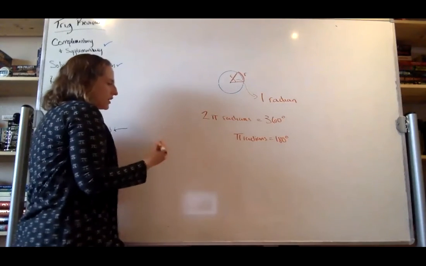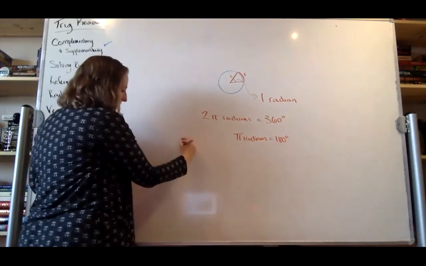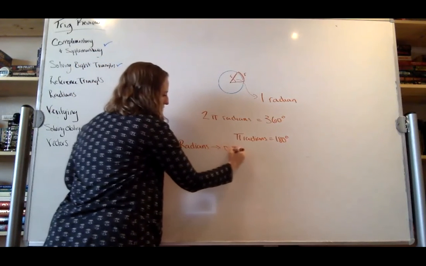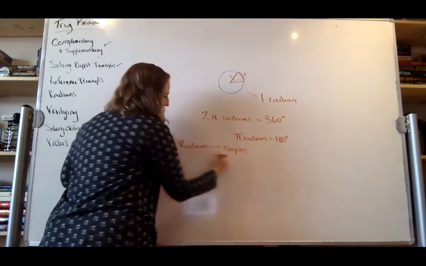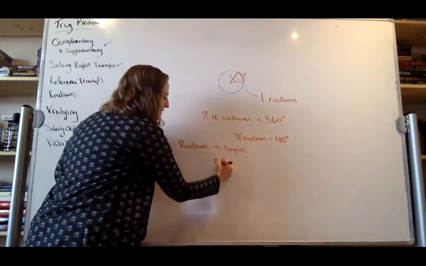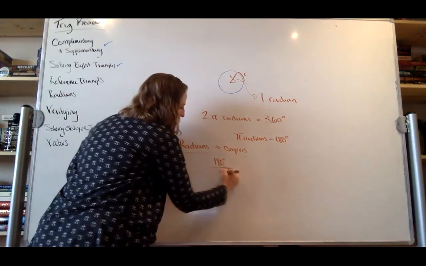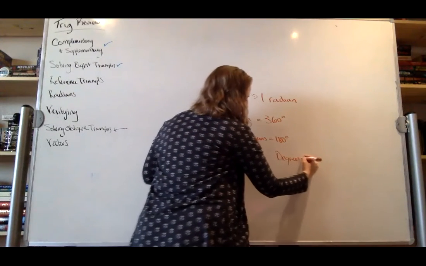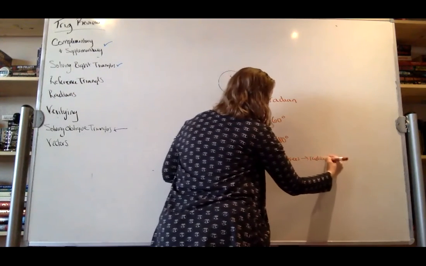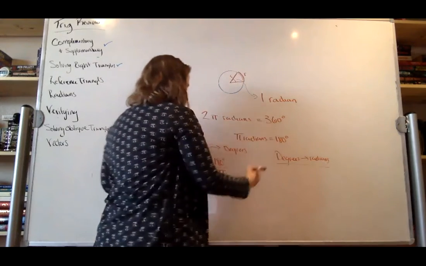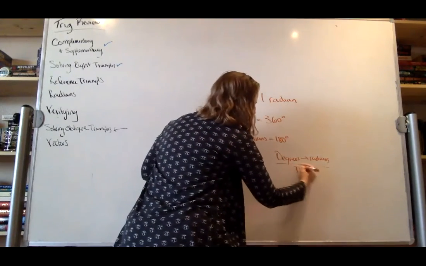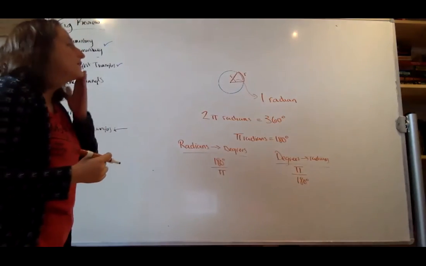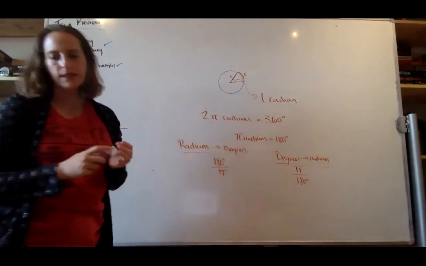So this gives us our conversion factor. If I'm converting from radians to degrees, I'm going to multiply by 180 degrees divided by pi radians. If I'm converting from degrees to radians, I'm going to multiply by the inverse of that, pi radians over 180 degrees. So let's look at an example of this.